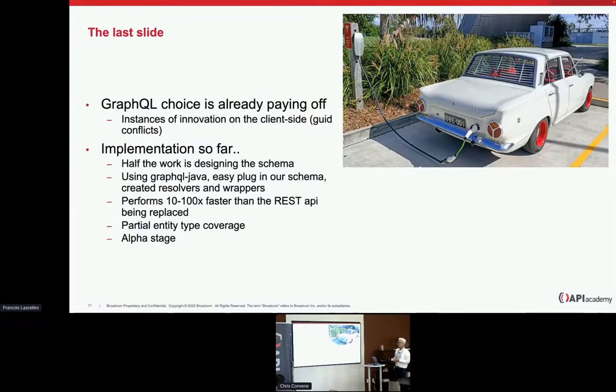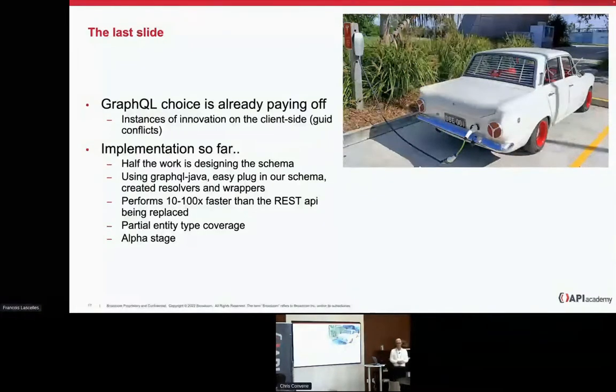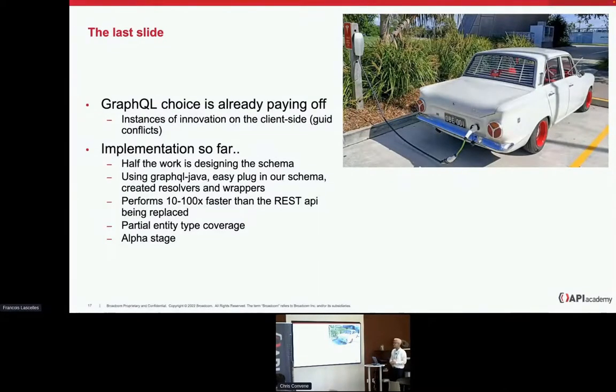Where we are so far, I would say half of the work easily has been in designing the schema, as opposed to retrofitting GraphQL into our application. That part has been surprisingly easy. We're using GraphQL-Java because it's Java. It easily plugs into our existing object model. We just create resolvers and wrappers into the existing Java objects that we're trying to front with this.